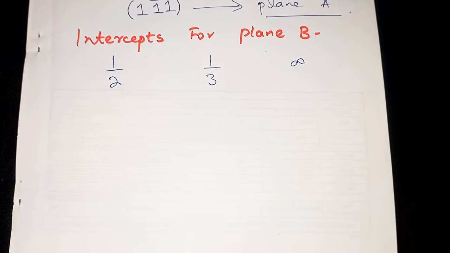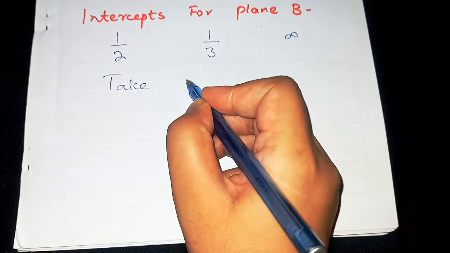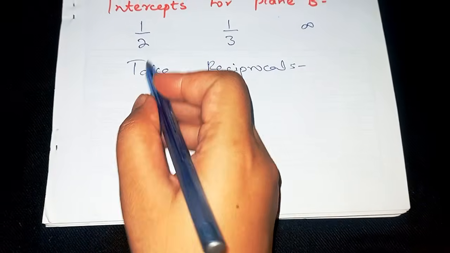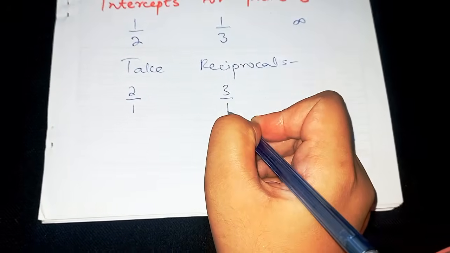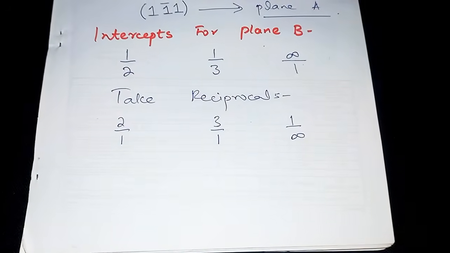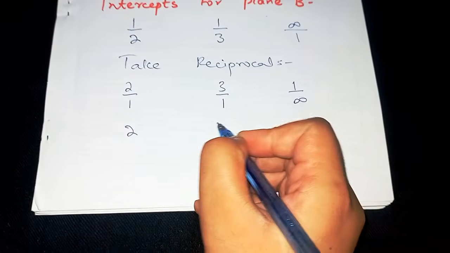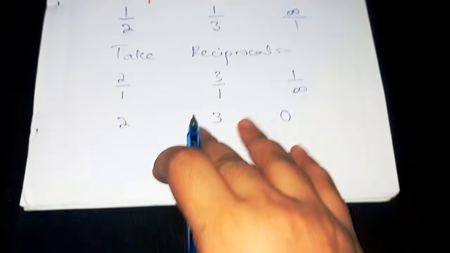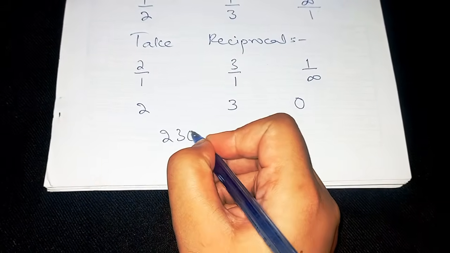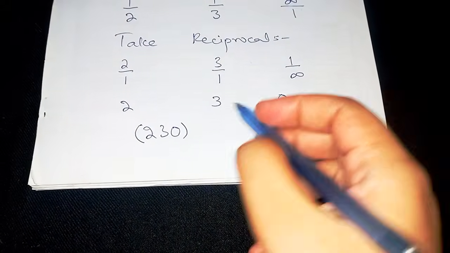These are the intercepts for the plane B. We can see it's 1/2, 1/3 and infinity. Now the next step is to take reciprocal. So we'll take reciprocal. We'll have 2 divided by 1, 3 divided by 1, and 1 divided by infinity, because in division it's 1 if it's nothing. So we will invert them, and we have 2, 3, and 1 over infinity is 0. So we can see here that there is no fraction involved. So these are the final Miller indices for the plane B. Since there is no negative number, no bars are needed.